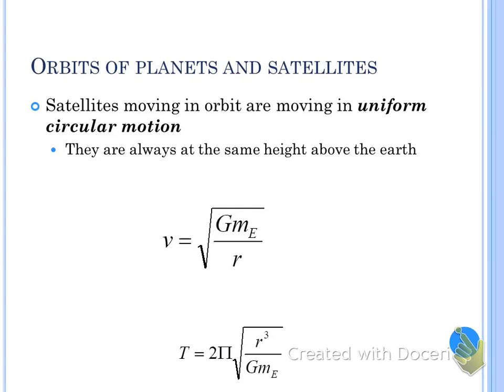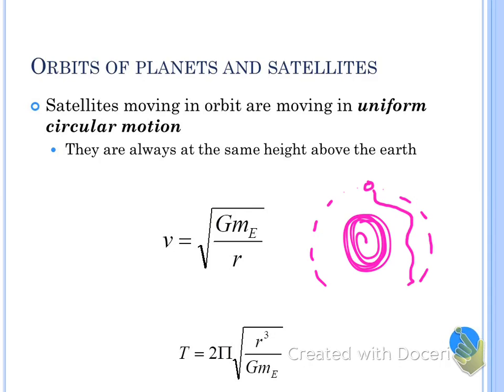Uniform circular motion means that we're going to assume that they stay at the same height above the Earth the whole time. Okay, so if they're orbiting the Earth, here's the Earth, maybe. And here's my satellite. We're going to assume that it's going to be equidistant from the Earth at all times, right? It's not going to dip down or do anything crazy. We're going to assume that hopefully it's staying in its uniform circular path.